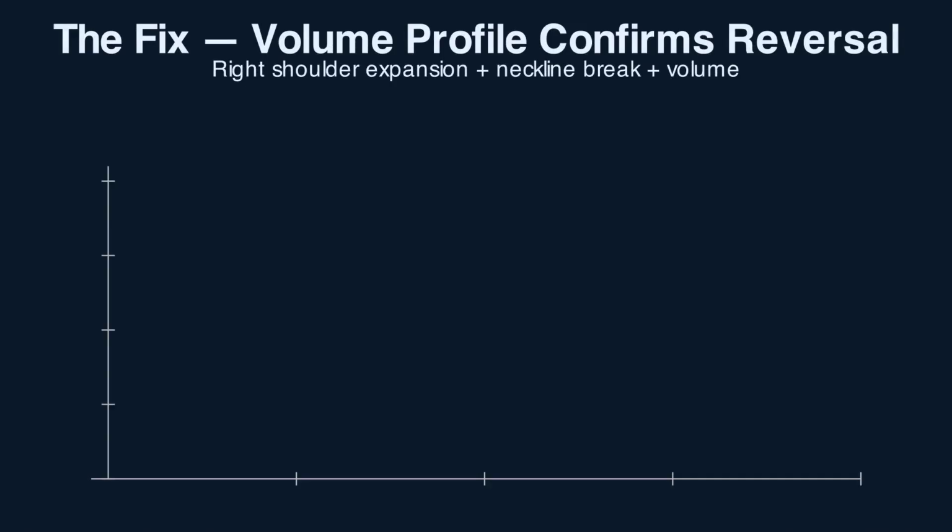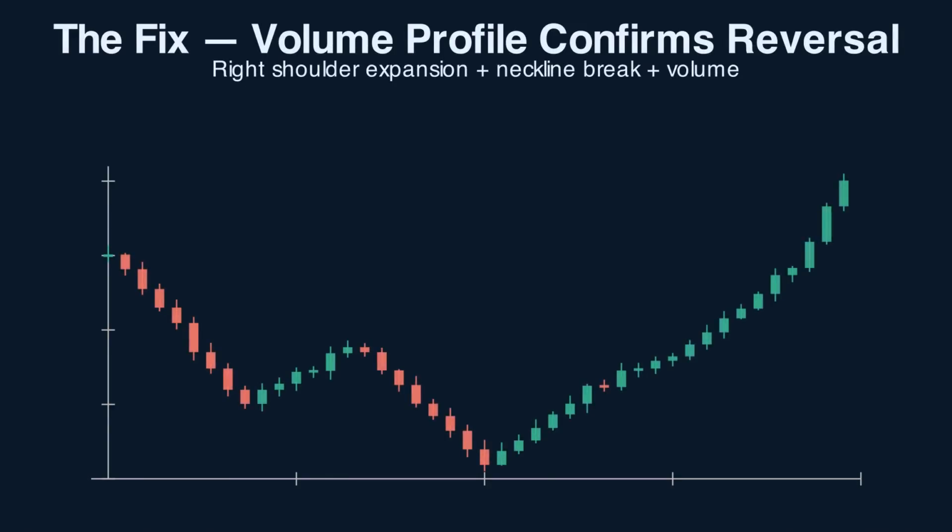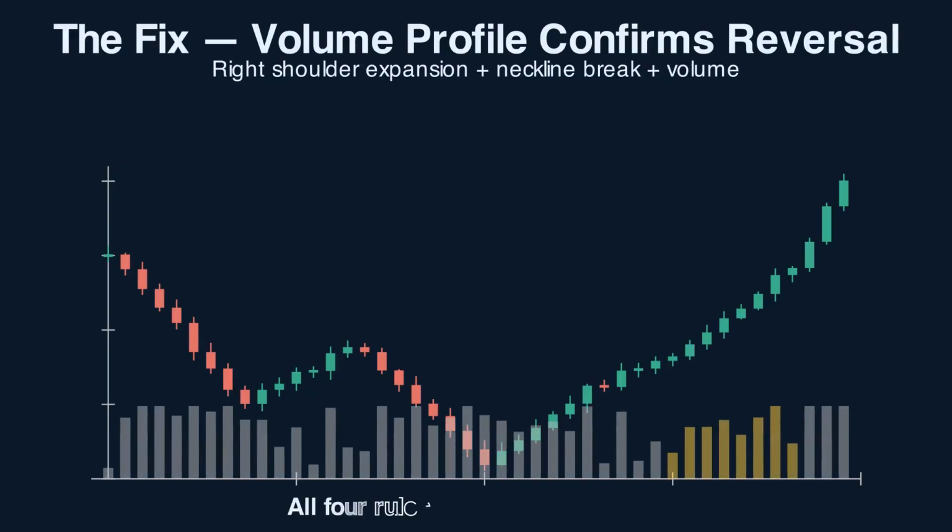Now with the textbook pattern. Prior downtrend established. Left shoulder forms on heavy selling volume, the last big sell. Head makes a deeper low on declining volume, sellers running out of pressure. Right shoulder makes a higher low than the head, and crucially, volume expands. Institutions stepping in to accumulate. Neckline break candle fires on a sharp volume surge confirming the breakout. The trader enters long on the breakout, stops below the right shoulder, targets a measured move equal to the depth from head to neckline. All 4 rules satisfied.